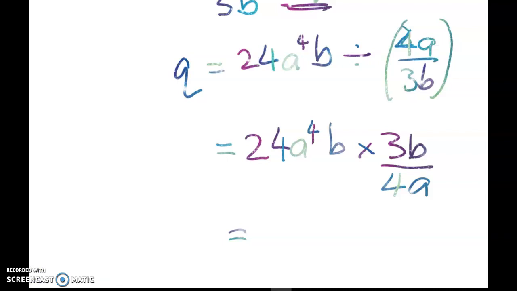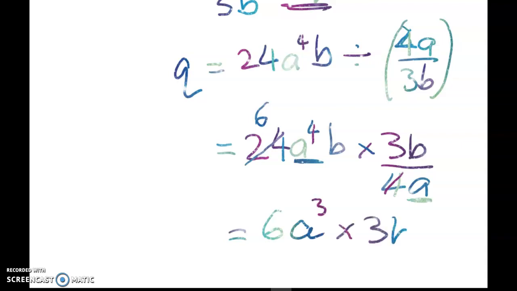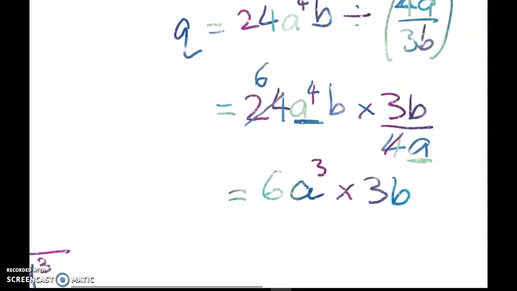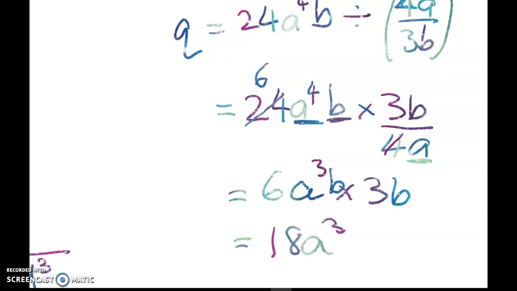So here, we've got 24 divided by 4 is 6. So we've got 6 coming in now, and I've got a to the power of 4 here, divided by a, so that gives me a cubed times 3b. Giving me, for a final answer, 18 a cubed. Oops, I've lost a b. I've got a b here as well. Oops. B squared. Now, I'm sorry, that was a little bit messy, but this is the very end of a very long video, so I don't really want to go back and clean it up.